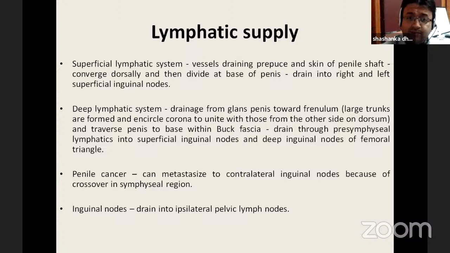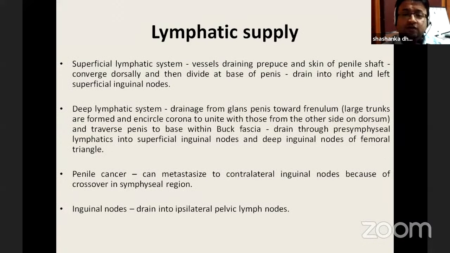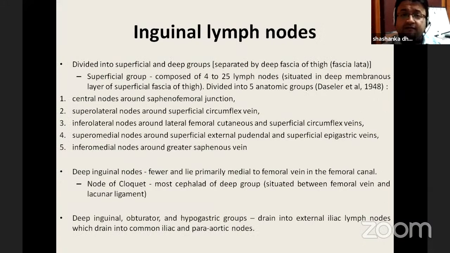So this is very important. That is the reason why during the management of inguinal lymph nodes, we have to take care of both the sides. So we do at least a biopsy or a sampling on both the sides if there is a risk of inguinal mets. The inguinal lymph nodes then drain into the same-sided pelvic lymph nodes.